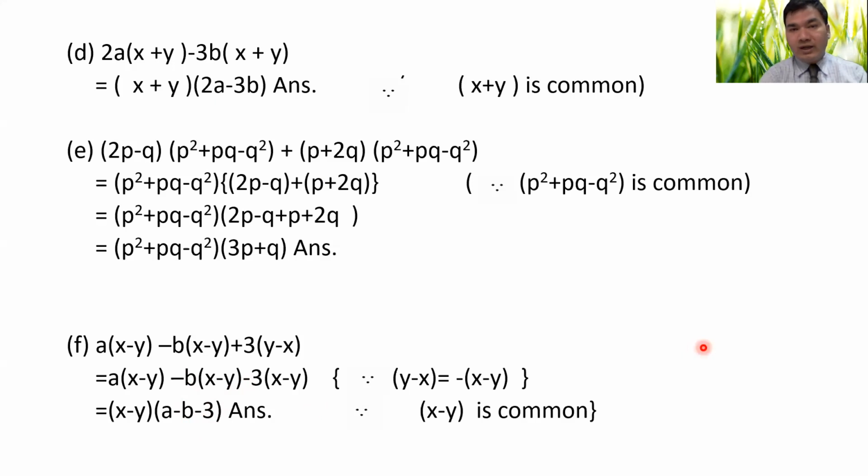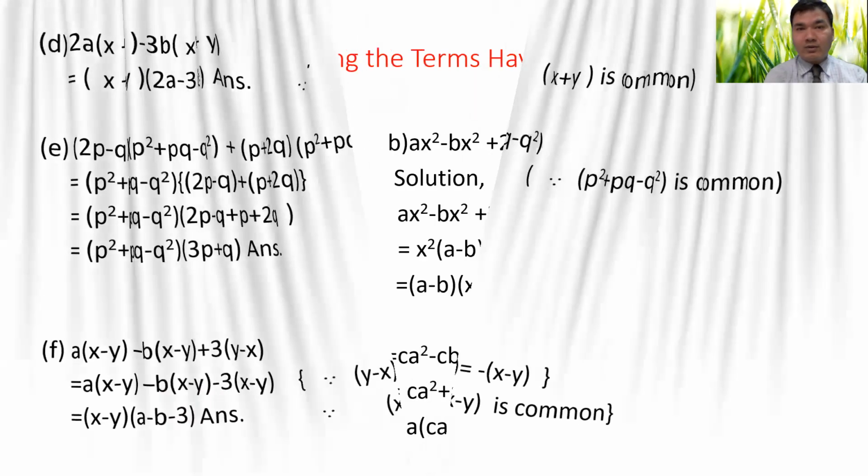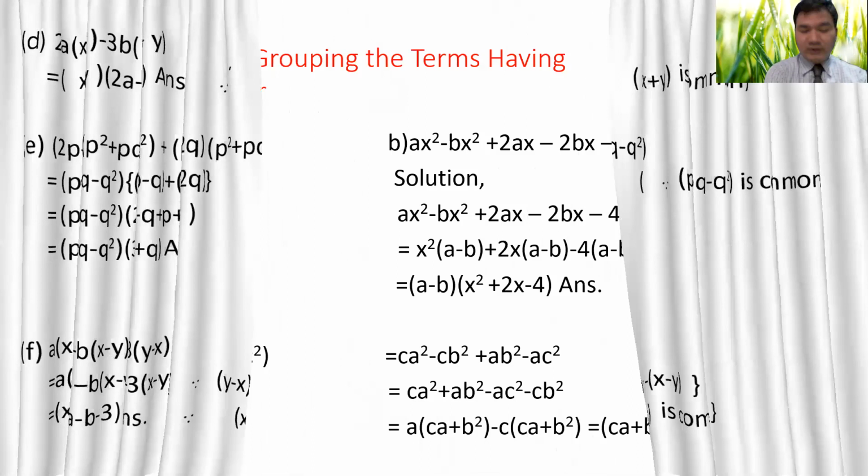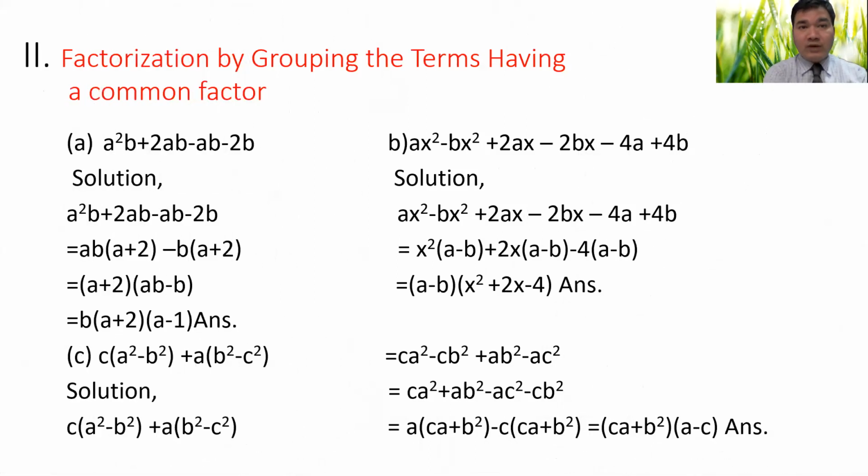Let's move to another slide. And this is about what? Factorization by grouping: grouping the terms having a common factor. Okay, here look, there are four terms: a square b plus 2ab minus ab minus 2b. How to group? There are four terms, so we will make two terms in one group and the other two terms in another group.